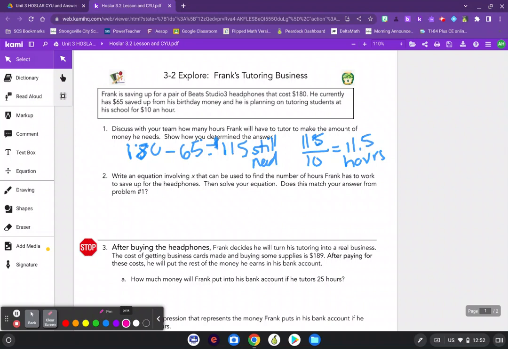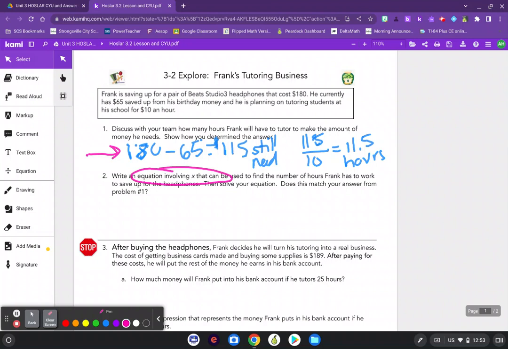First is we're in an algebra class, and so I'm going to write an equation, and I'm going to solve for x in order to do this, and check to see if that matches my equation. So again, step one was the intuitive way of thinking about it. I have $180 that I need to save up for. I already have 65. I still need 115. If I tutor for 11 and a half hours, by getting paid $10 each hour, I'll make up that money.